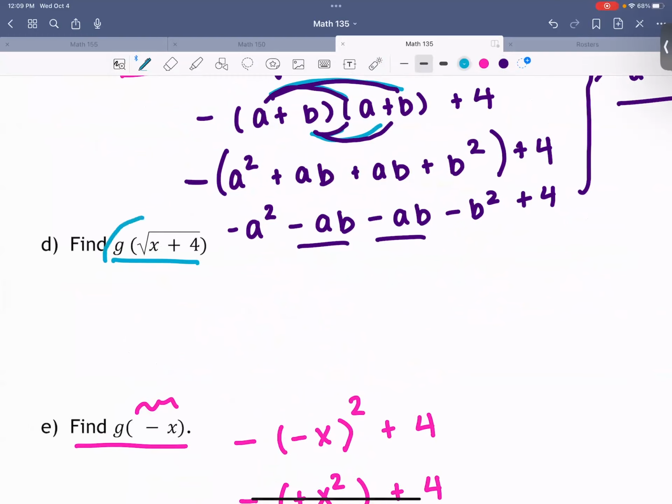Oh gosh. What is this asking me to do? Now I have something in the parentheses, so I have to plug something in. What am I plugging into the function? Square root of x plus 4. Whenever we have something in the parentheses, it's telling me to plug in. That's what that notation's saying.